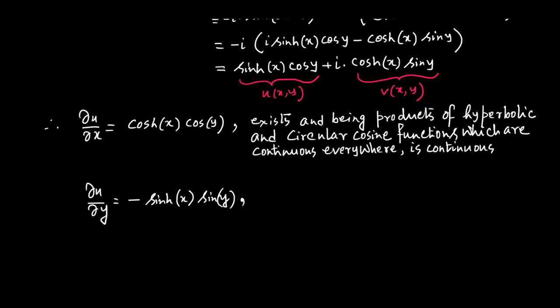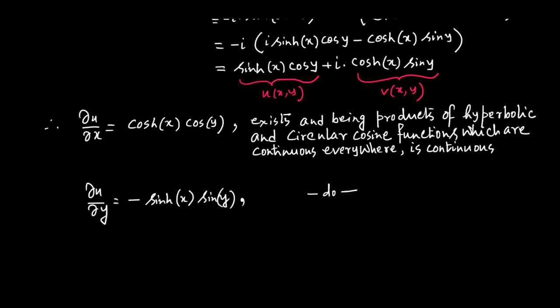Can I draw a similar argument for this? Absolutely, because this is also a product of two functions, both of which are continuous. So the product will also be continuous. So I can write just the similar argument here. I can copy. So you just write the similar argument. I have just written do to save time.